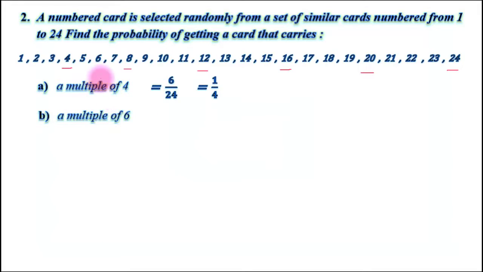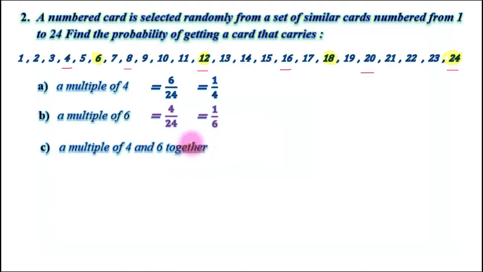B: A multiple of 6. We have 6 times 1 equals 6. 6 times 2 equals 12. 6 times 3 equals 18. 6 times 4 equals 24. Then we have 4 numbers. Then the probability equals 4/24, which equals 1/6.